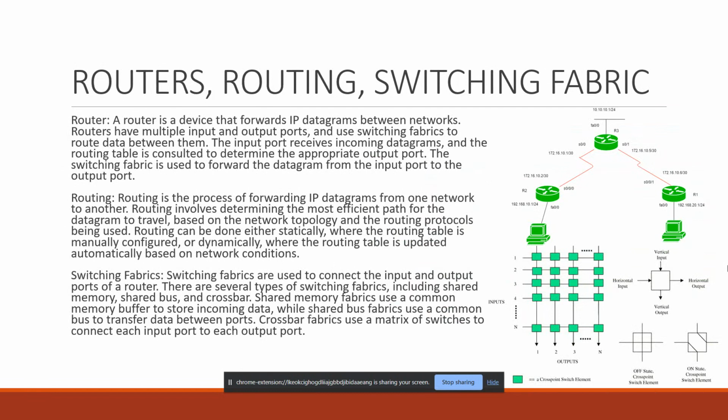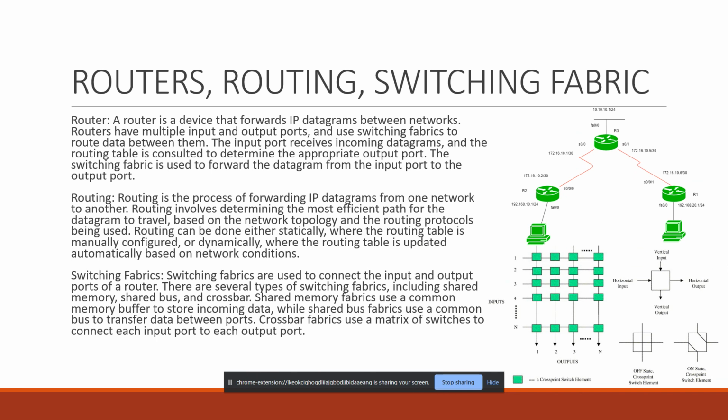A router is a device that forwards IP datagrams between networks and has multiple input and output ports and uses switching fabric to route data between them. The input port receives datagrams and the routing table is consulted to determine the appropriate output port. The switching fabric is used to forward the datagram from input port to the output port.